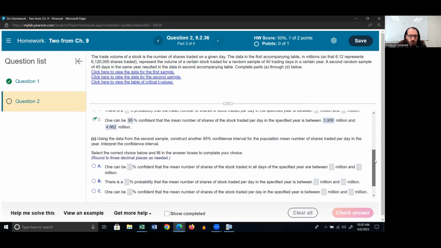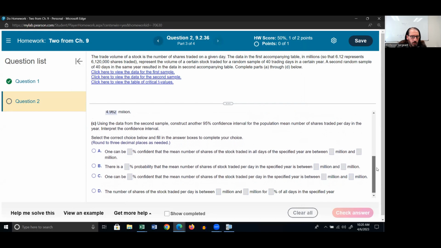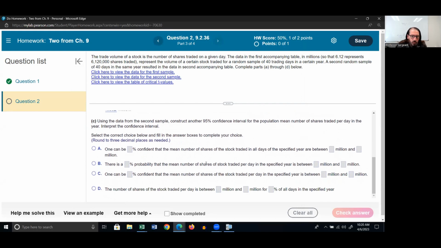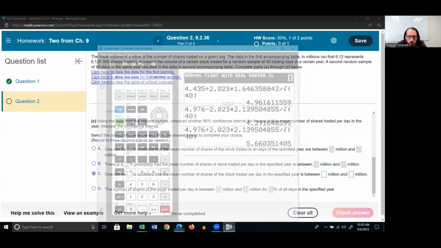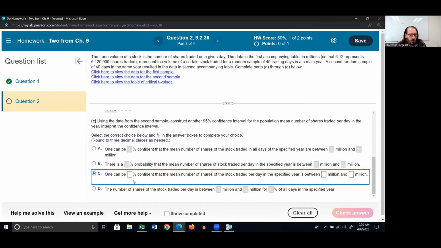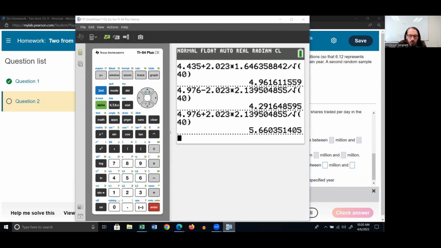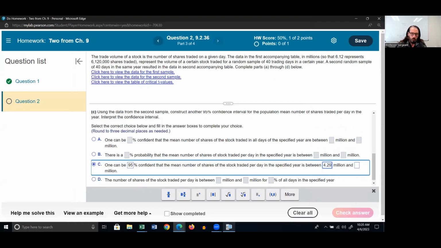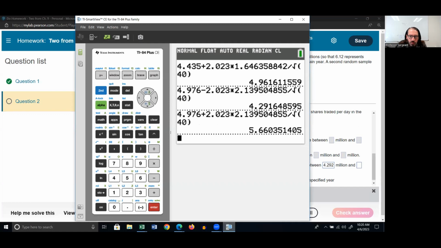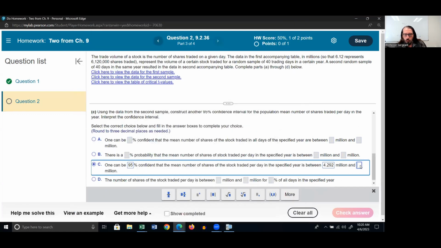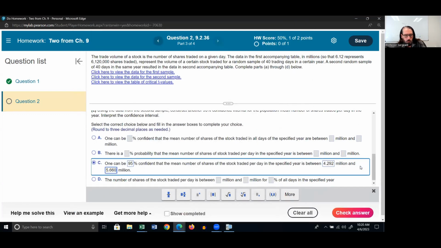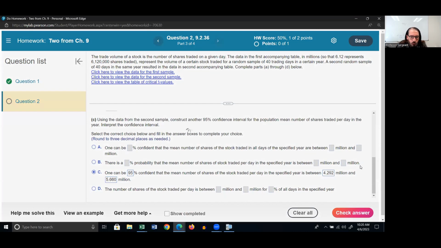Just like previously, we're talking about stocks per day with 95% confidence. So 95% confidence. The lower bound is 4.292. And the upper bound is 5.600. All of that in the millions.